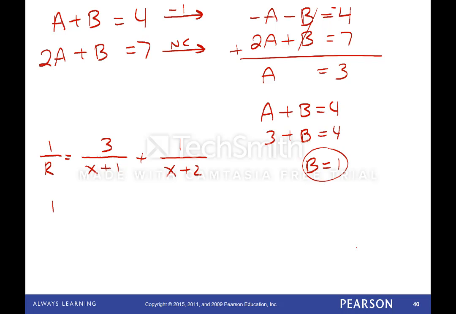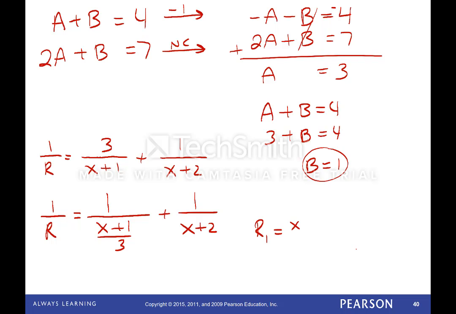All right, still that's not the way I want it. I want it all in terms of unit fractions here. So the first fraction here, I'm going to take the reciprocal of it, put it down to the bottom, and then the second one, no need for any changes there. So now I got it here. So resistance 1 is x plus 1 over 3. And resistance 2 is going to be x plus 2.